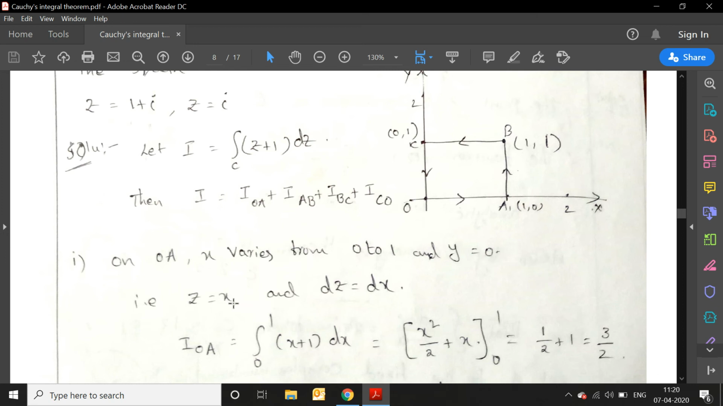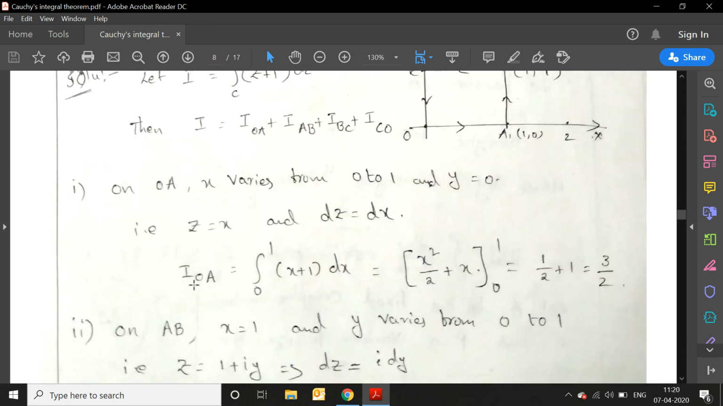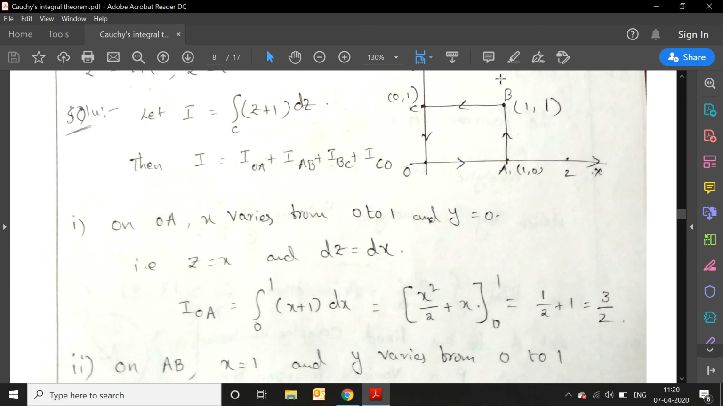At y = 0, z is equal to x, so dz is equal to dx. So I_OA is equal to the integral from x = 0 to 1 of (x + 1) dx, where the z value is x. The integration gives x square by 2 plus the integral of dx, which is x, with limits 0 to 1. That is 1 by 2 plus 1, and the value is 3 by 2. Next, on AB.